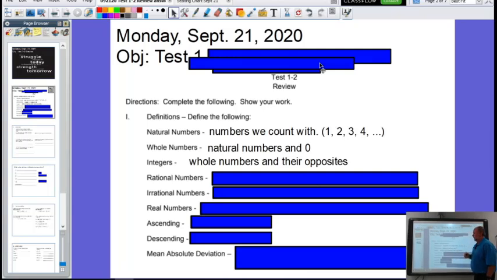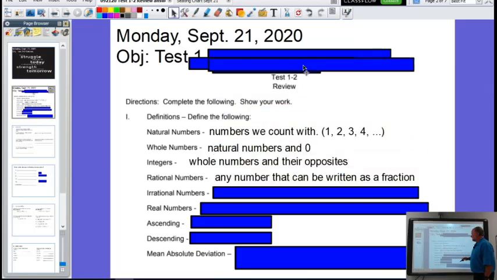So if you see a positive number like a 5, then it's going to start at natural, the whole, and the integers. If you see a negative 7, it's going to start at the integers. Okay, now rational numbers. Rational numbers are any number that can be written as a fraction. So what we have to remember is that once we get to rational numbers, that's when we get fractions and decimals. Whether that be positive or negative ones, we still get our fractions and our decimals.